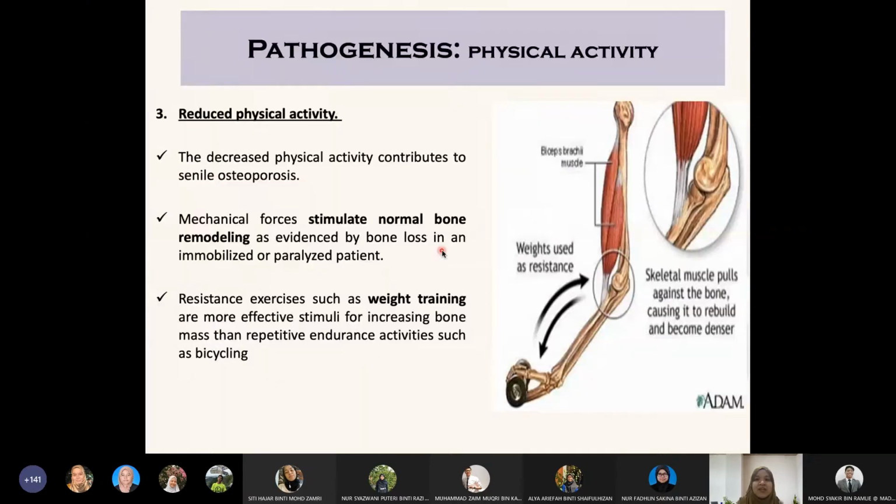Okay, how does physical activity influence osteoporosis? So decreased physical activity contributes to senile osteoporosis because you need mechanical forces to stimulate bone remodeling. Because when we exercise, the skeletal muscle will pull against the bone and actually stimulate bone remodeling.